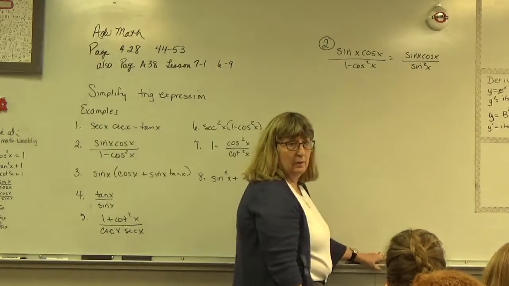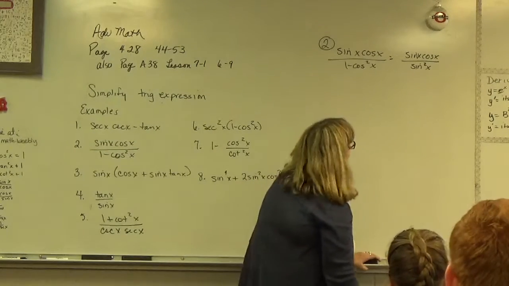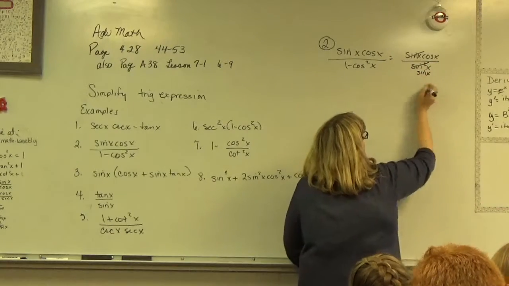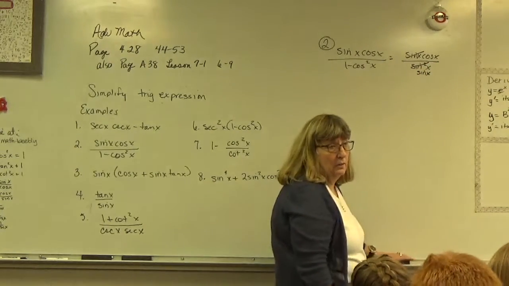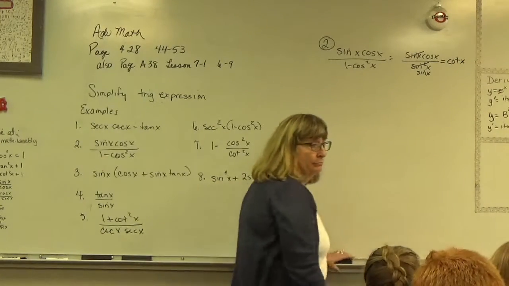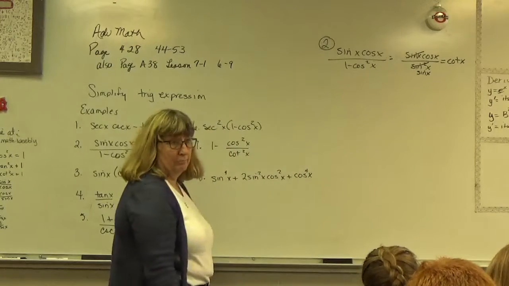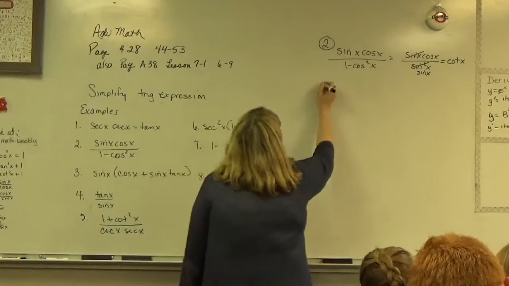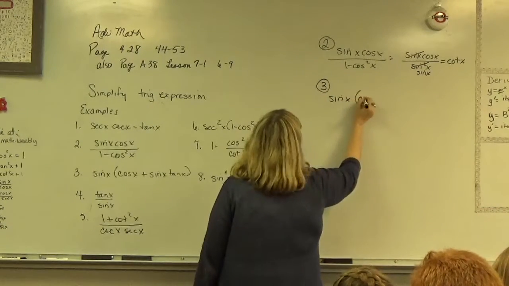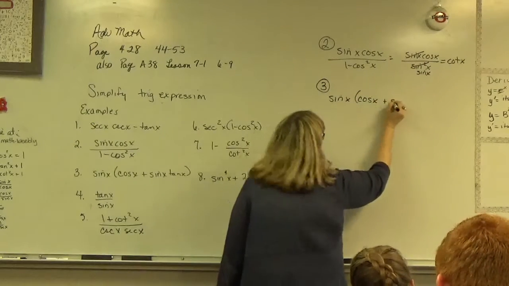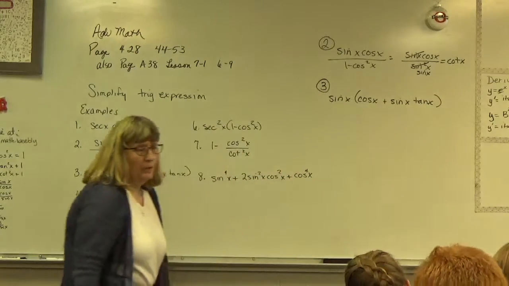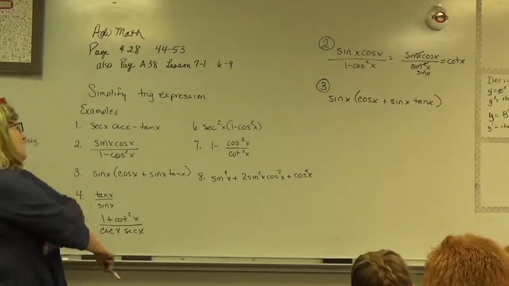Now what happens? Can I cancel a sine? You can, yes. So it'll leave a sine, right? So what do I have left? Cotangent. Cosine over sine is cotangent. So example 2's done. Number 3 example. And again, I repeat, you only need to write down 4 for your notes.